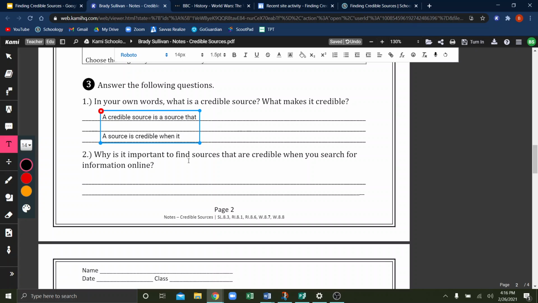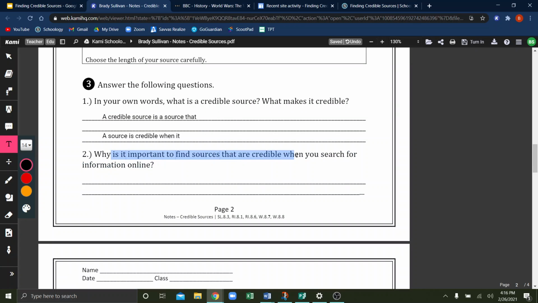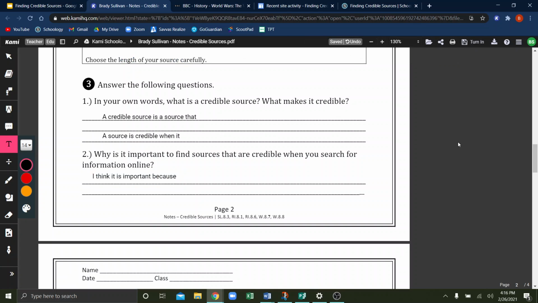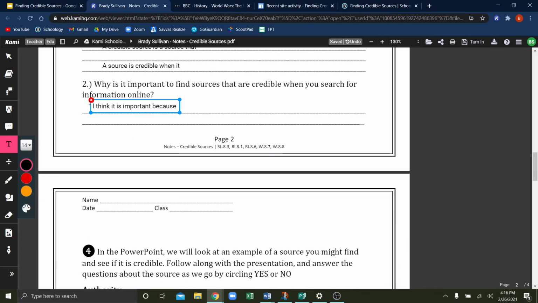There's 5 things. Number 2, why is it important to find sources that are credible when you search for information online? Okay, this is an opinion piece. Why do you think it's important? You can start with, I think it is important because. Okay, pause to answer those before you continue. Make sure you finish the sentence too.